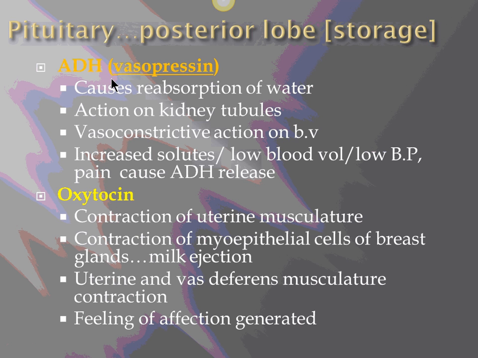So let's look at the actions of ADH, and its other name, as I said, was vasopressin. By its very name, antidiuretic, that means it's going to cause less urine to be passed out of the body. It will do this by causing reabsorption of water in the kidney tubules. It will also, you can understand, decrease sweating, anything to prevent water loss.